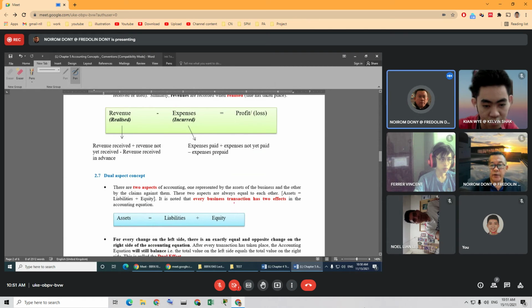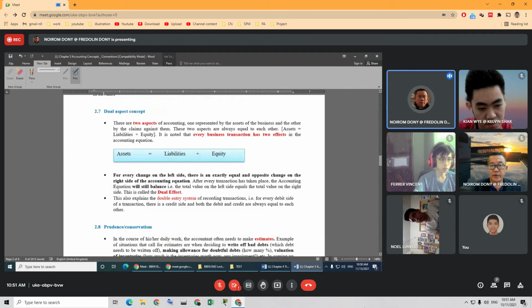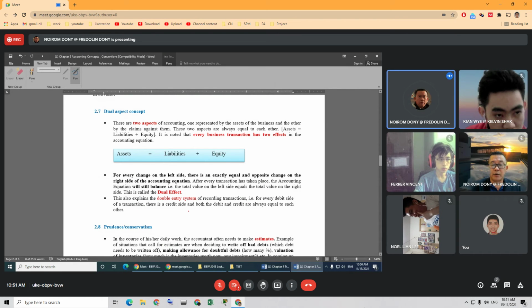It is noted that every business transaction has two effects in the accounting equation. For every change on the left side, there is an exactly equal and opposite change on the right side of the accounting equation. After every transaction has taken place, the accounting equation will still balance. So this is what we call dual effect. This also explains the double entry system of recording. For every debit, there must be a credit side. It cannot be both credit or both debit. It must be the opposite, one debit, one credit. So that is because of this dual effect concept.